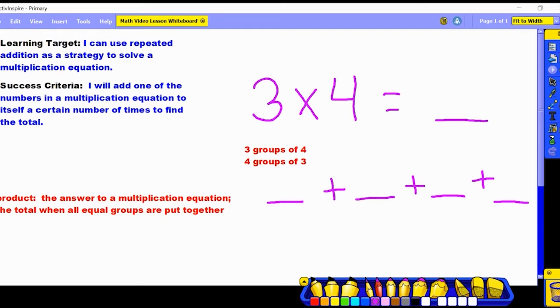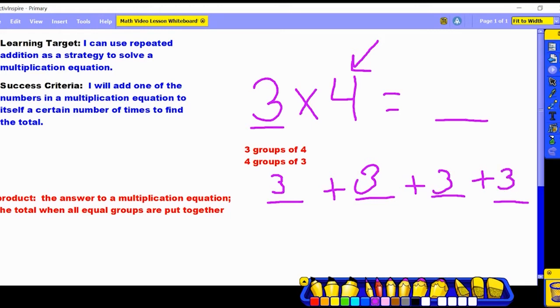And I'm thinking about the number 3 and adding that number to itself. How many times do I need to add 3 to itself? I just look at that other number and that tells me. So I'm going to do repeated addition, adding 3 to itself 4 times.